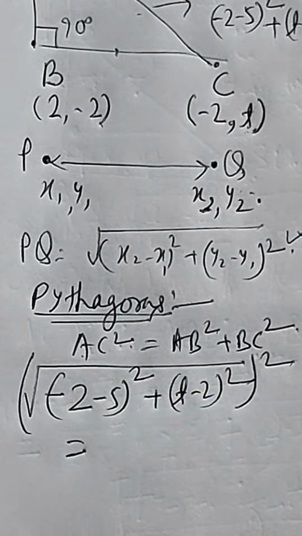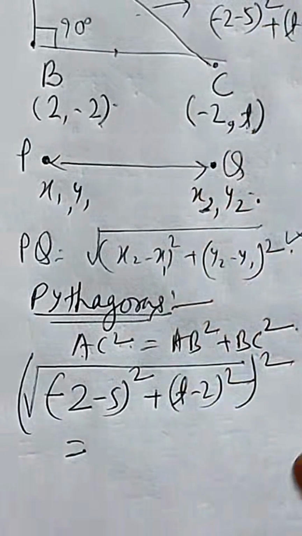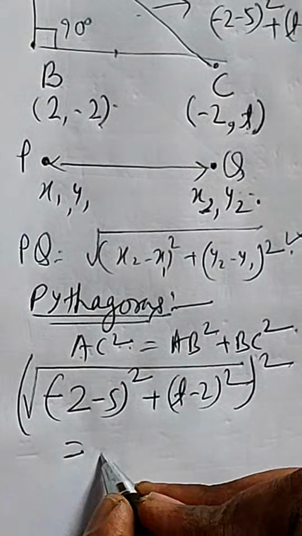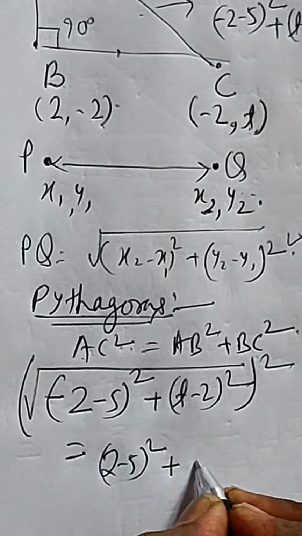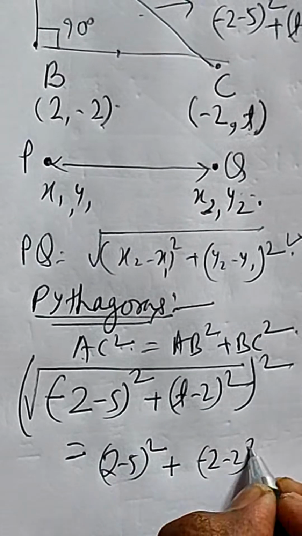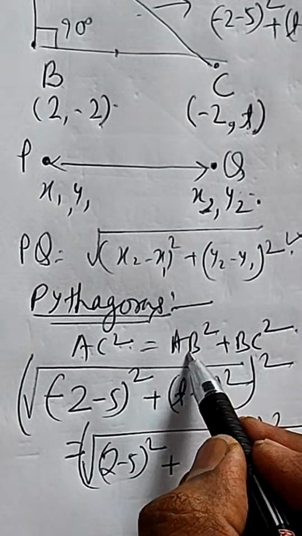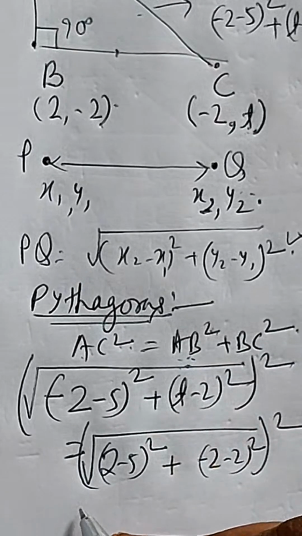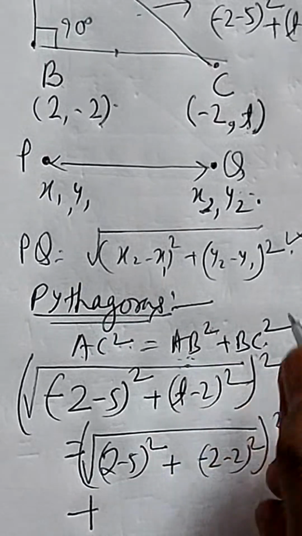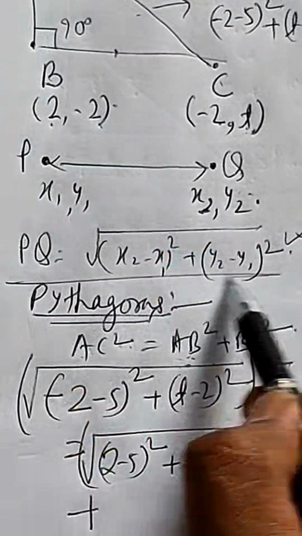So what is the value of AB square? The coordinates of A are 5, 2 and B is 2, minus 2, right? So we can write root over of (2 minus 5) whole square plus (minus 2 minus 2) whole square, and a square on the top, because you can see AB square, right? So the length of AB squared, plus BC square. So what is the length of BC? Minus 2 minus 2. We will be using the distance formula everywhere.